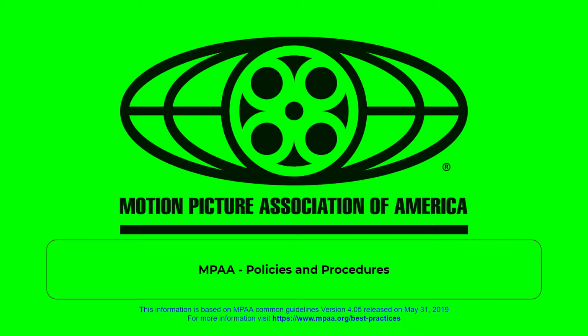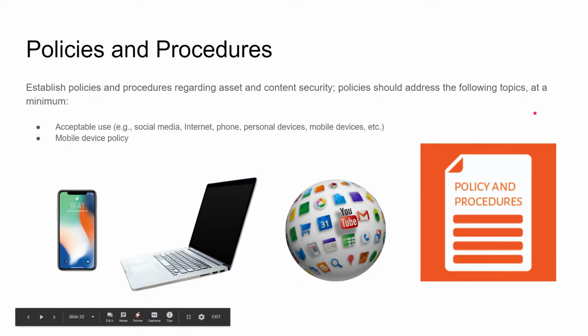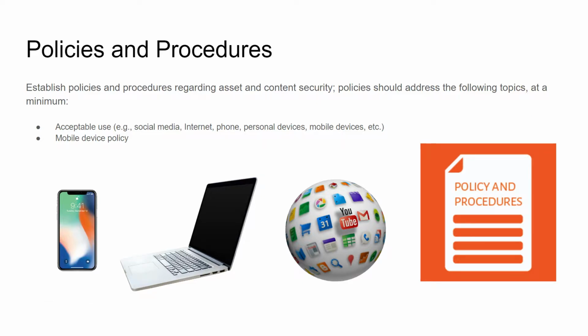This information is based on MPAA Common Guideline version 4.05, which is released on May 31st, 2019. For more information you can visit mpaa.org, past practices. Policies and procedures: you should establish policies and procedures regarding assets and content security. Policy should address the following topics.